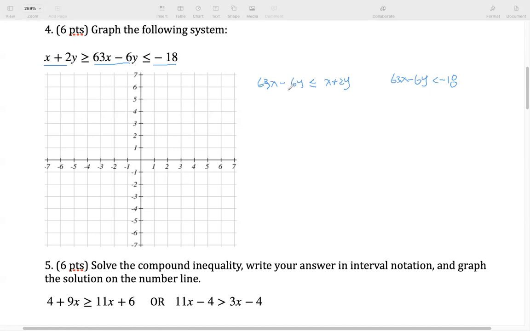Remember, we're solving for y. So I would move negative 6y to the other side, and it becomes positive 6y. Right? Then I like to move x to the other side. It becomes a negative x. So now 63x minus x, that's 62x, less than or equal to 2y plus 6y, that's 8y. Now I divide by 8 on both sides.